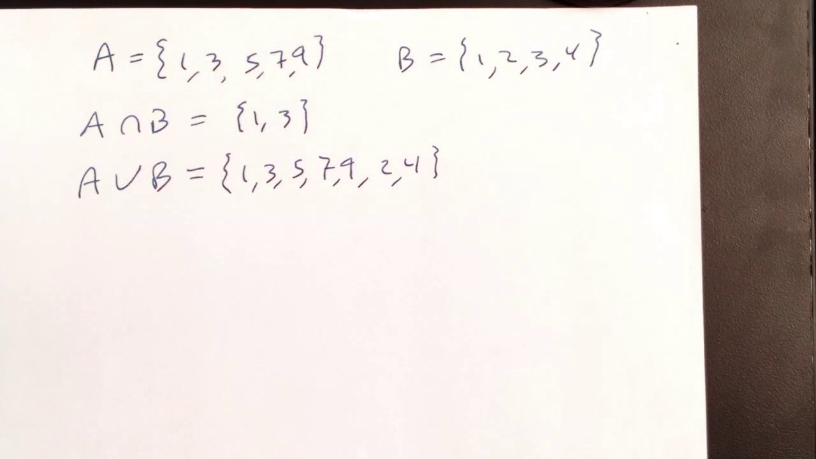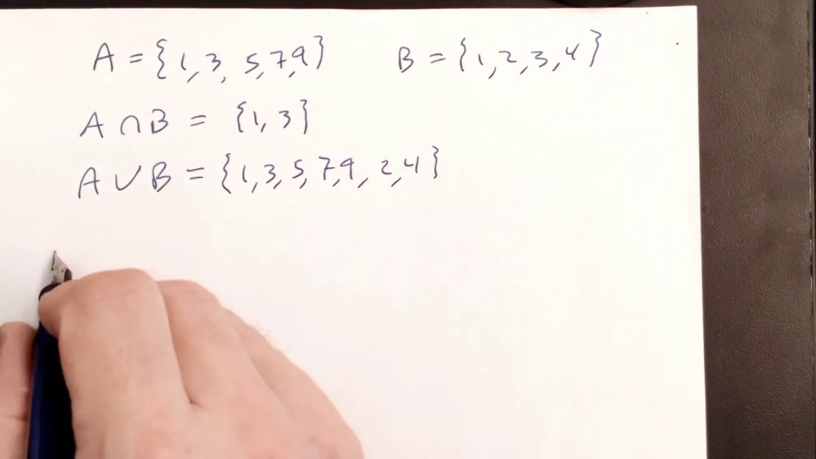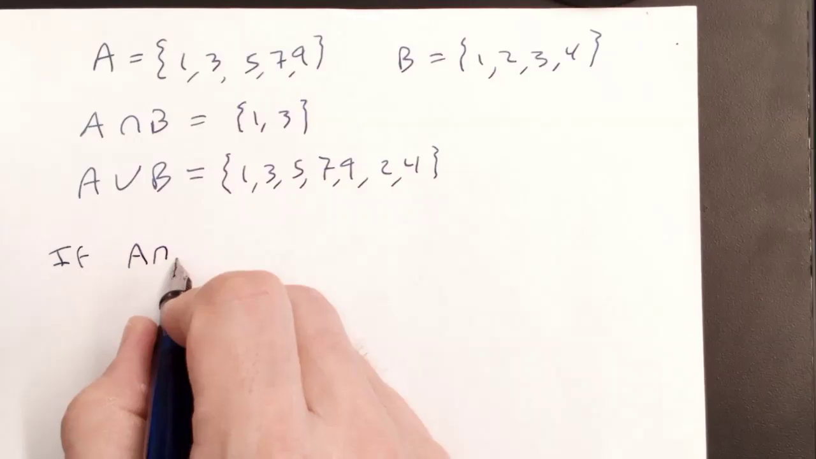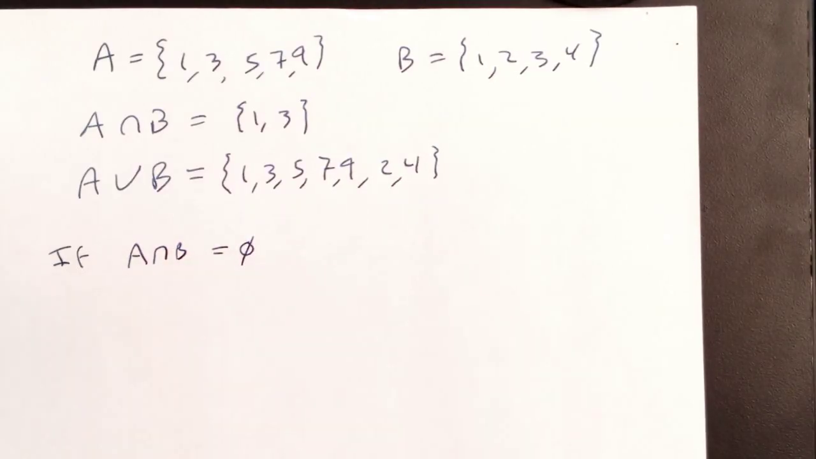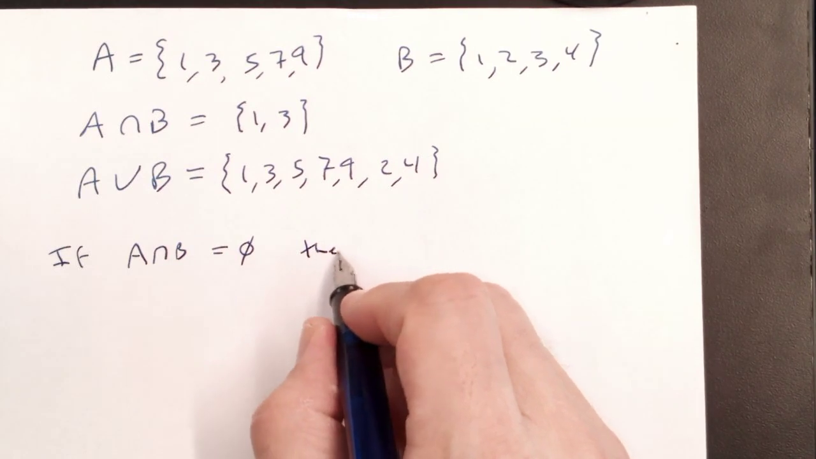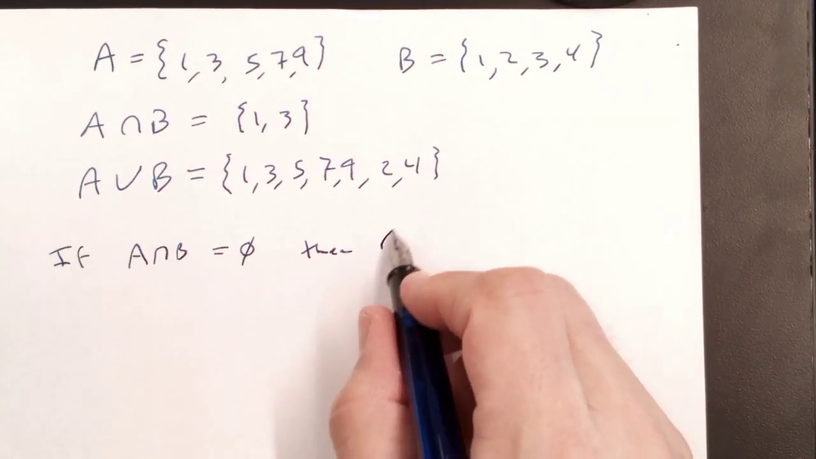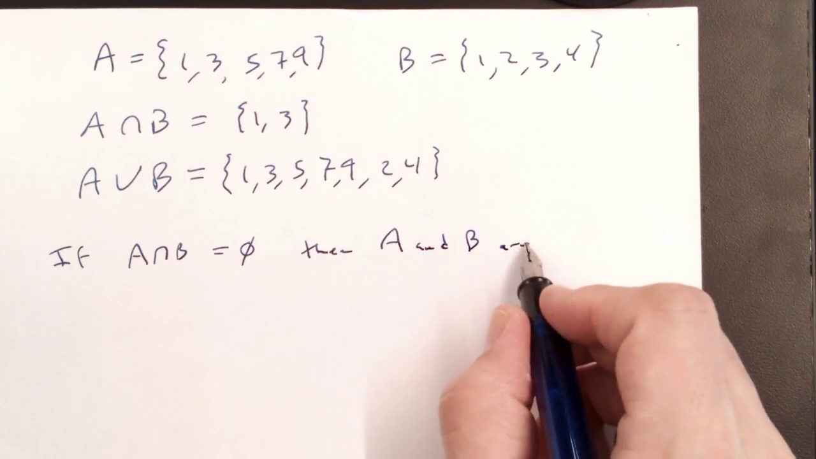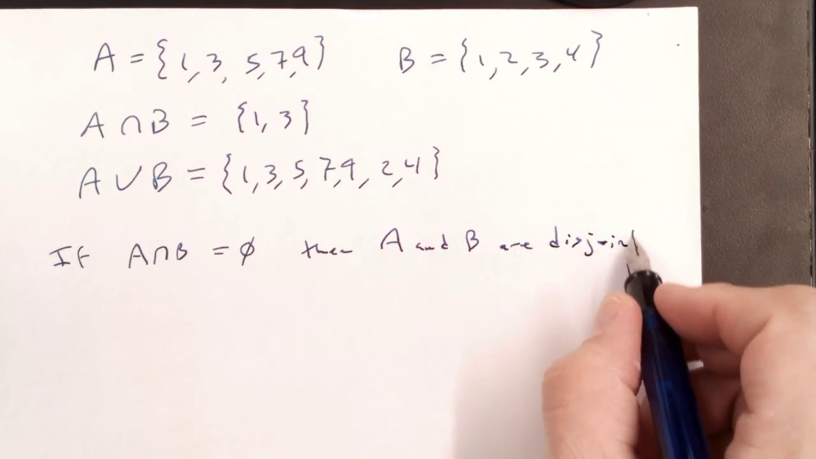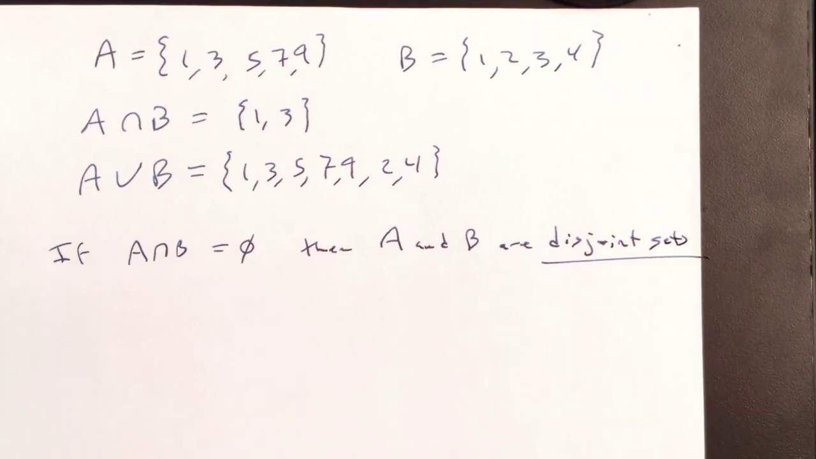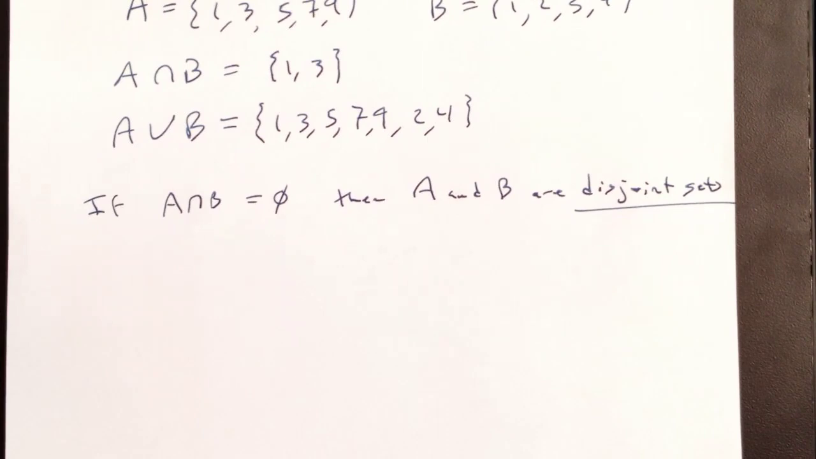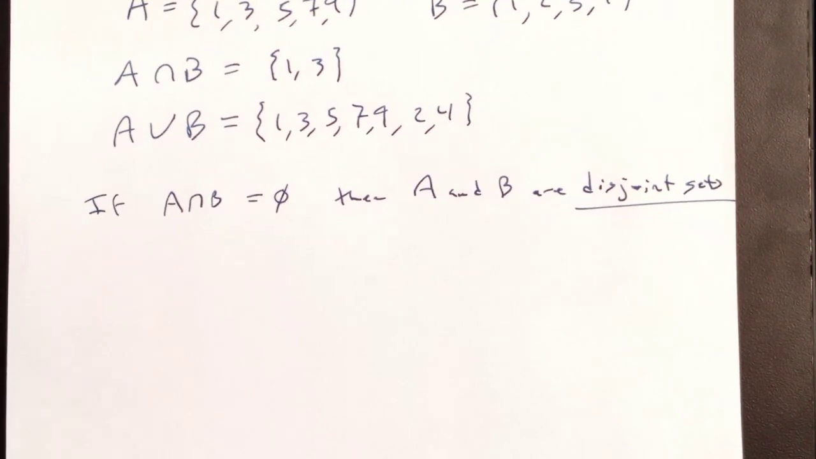These 2 sets had elements in common. The intersection was non-empty. If the intersection of my 2 sets is empty, then those 2 sets are called disjoint sets. What's the Venn diagram look like if my sets are disjoint? 2 circles not touching. They're completely unoverlapping.